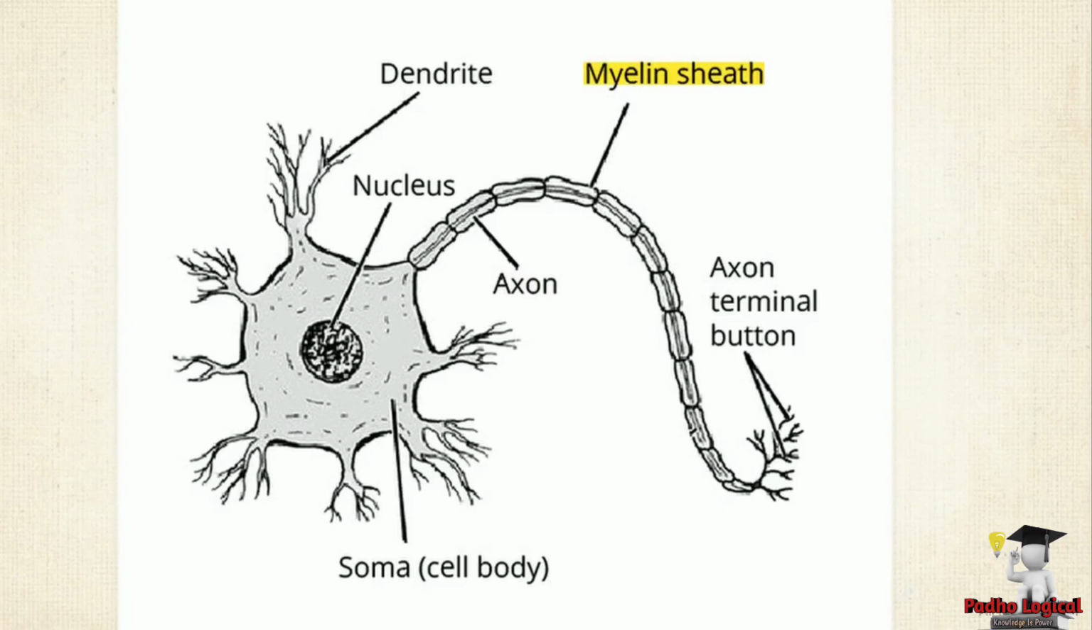Notice the segmented coating along the axon. This is the myelin sheath. It acts as biological insulation, drastically increasing the speed at which the electrical transmission travels down the line. The electrical impulse ultimately arrives at the axon terminal buttons, the final physical stage before the signal must bridge out to the next unit in the chain.